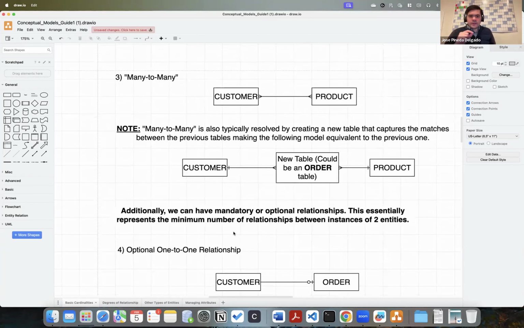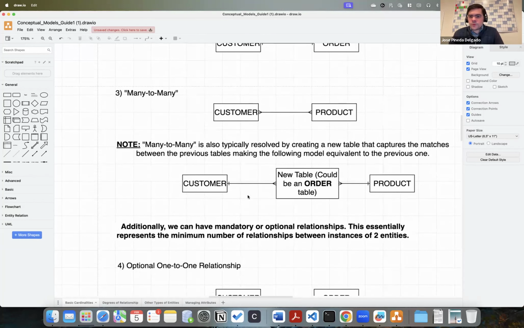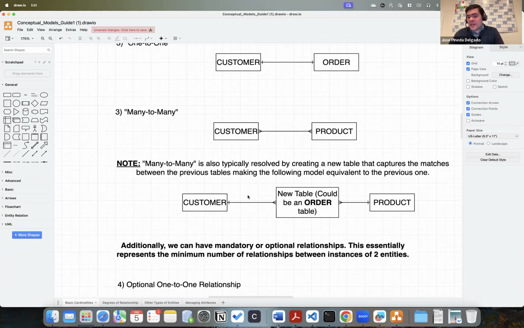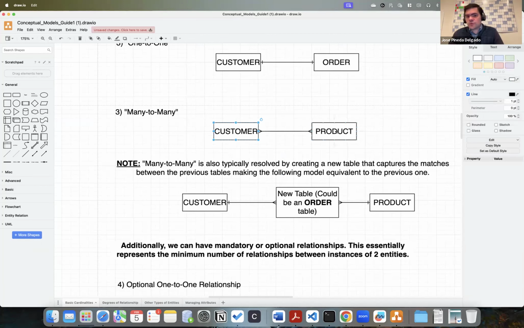If we have a situation where the relationship is one-to-many in both sides, both directions, then we typically want to recreate that as a new type of entity that captures the matches between them. That is, if a customer can use one or multiple products and a product can be used by one or multiple customers, we have a one-to-many in both directions. So one customer can use one or multiple products. A product can be used by one or multiple customers.